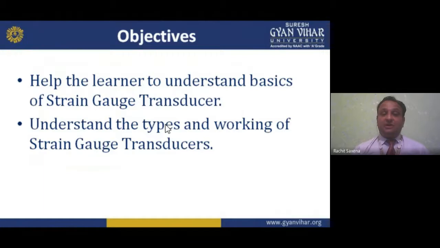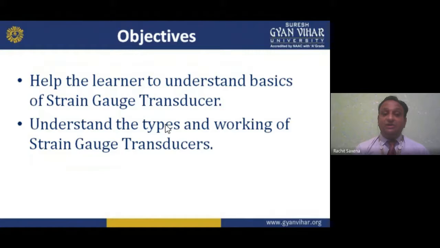First we talk about the basics, what is a transducer and where we use it. Then how many types we have, how the working takes place, and the applications. In this lecture we are dealing with one type of transducer, that is the strain gauge transducer. We have so many transducers, and strain gauge is a part of it. Previously we talked about the LVDT and then the RVDT. Now I am talking about the strain gauge transducer.